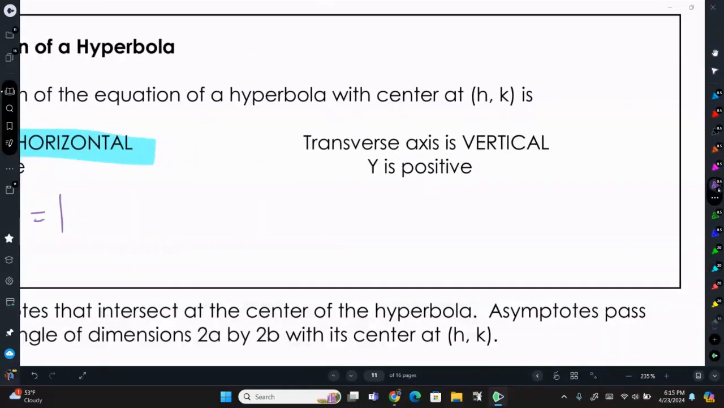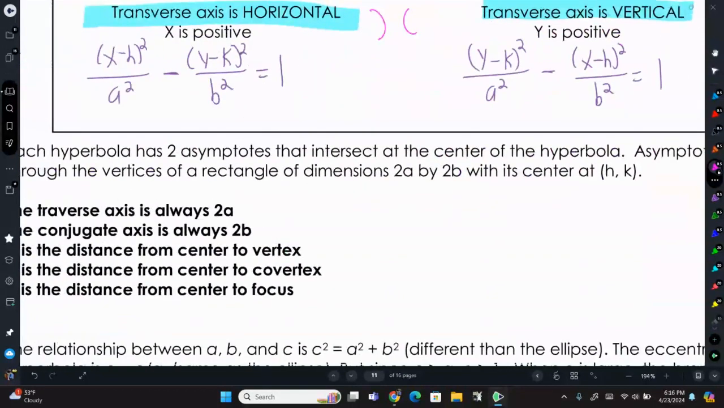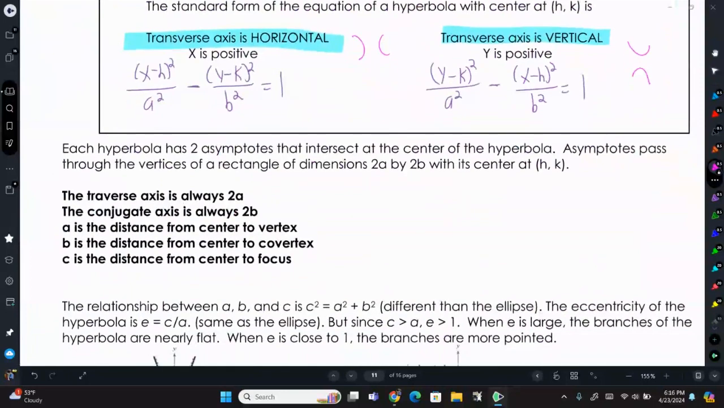If it was a vertical hyperbola, then the y part is positive. So y minus k squared over a squared minus x minus h squared over b squared equals 1. That's a vertical hyperbola, which would look like this, and a horizontal one would look like that. So when we draw these, we have more information to dissect.